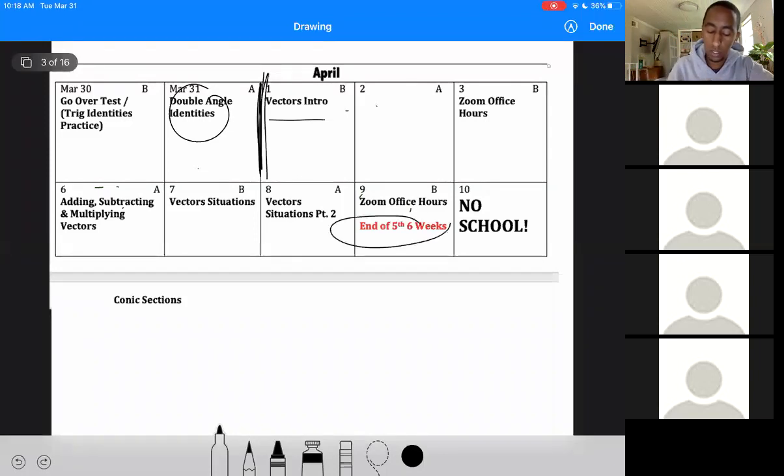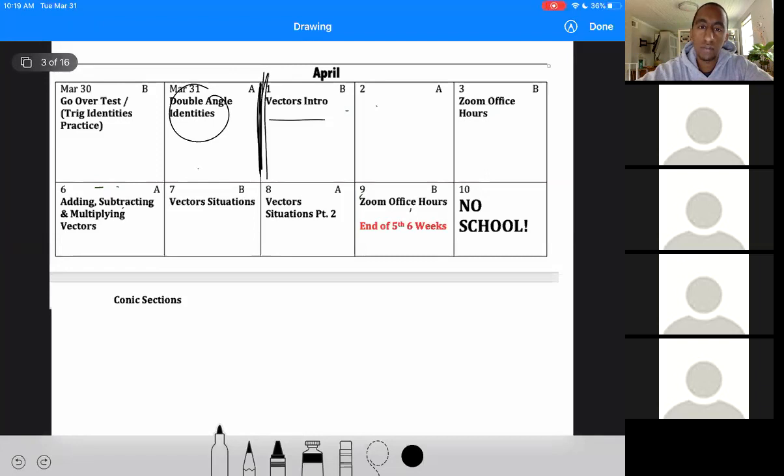So that's one small change to the calendar. The 6 weeks does end on that Thursday, so make sure your grades in all of your classes are where you want them to be and that you communicate with your teachers. I know there's a question about bathroom passes. As of now, as you can see, there is no test. What I'm going to do is use the tests that you already have in as your test category for the 6 weeks. Whatever your average is will be your 6 weeks test average.